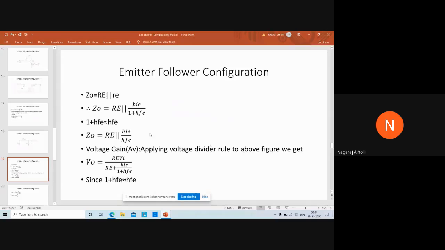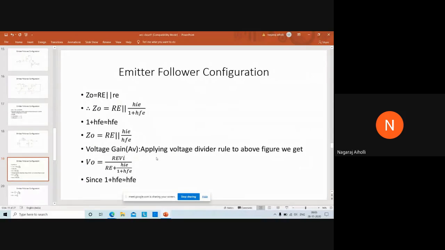This Z0 is capital RE parallel RE, therefore RE parallel small r is HI divided by 1 plus HFE, and 1 plus HFE is approximately equal to HFE. Therefore, we have Z0 is equal to capital RE parallel HI divided by HFE, because 1 plus HFE is approximately HFE. Next, voltage gain equation. So we got the equation for output impedance, Z0 is RE parallel HI by HFE.